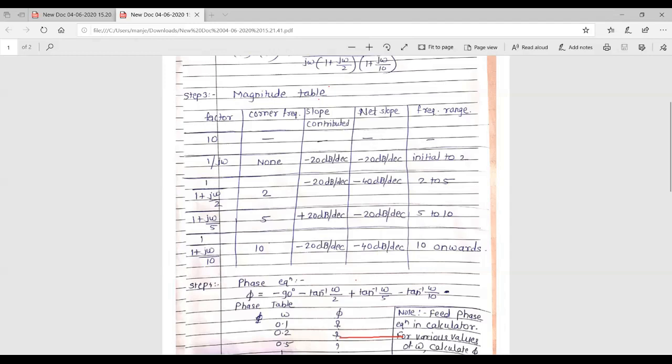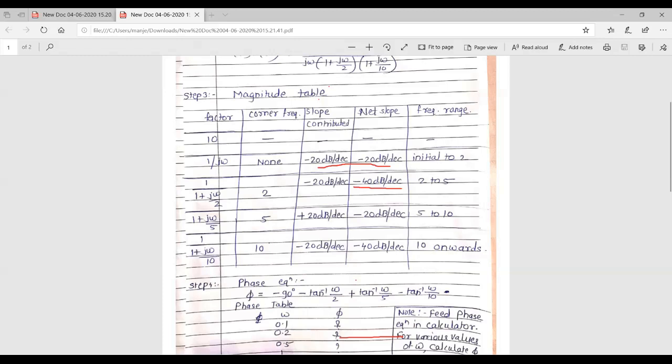So net slope is initially, I mean this is not contributing to this. So from origin, the slope contributed is minus 20 dB per decade, as you have the reference here. Now at 2, this factor starts contributing. Once another factor starts contributing, the slope will change, and by how much? Minus 20. Already the slope was minus 20, plus it will change by minus 20. So minus 20 minus 20, net slope would be minus 40. Next, up to the next corner frequency, the slope would be minus 40 dB per decade.